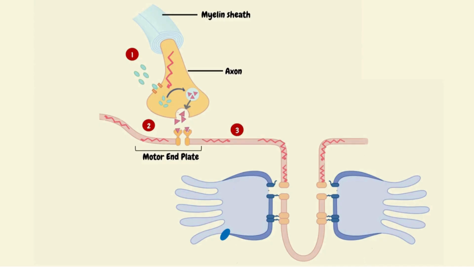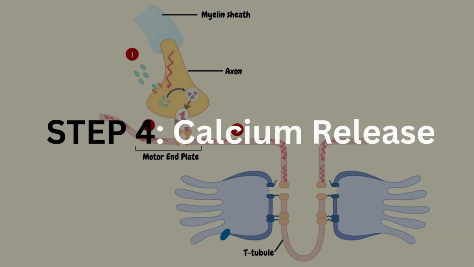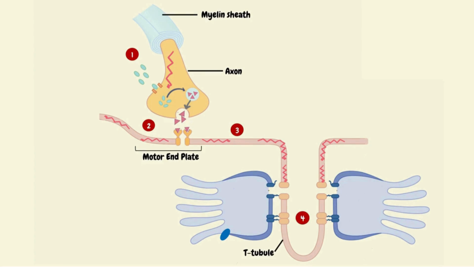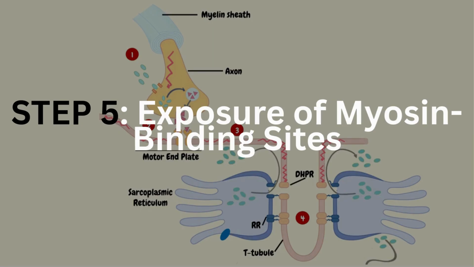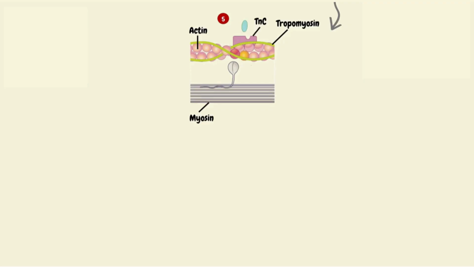Step 3. Propagation of action potential. The depolarization spreads across the muscle fiber and deep into the cell through the T tubules. Step 4. Calcium release. Membrane depolarization causes conformational changes in the voltage-sensitive dihydropyridine receptors, which are mechanically coupled to ryanodine receptors on the sarcoplasmic reticulum, leading to the release of calcium in the cytoplasm. Step 5. Exposure of myosin binding sites. Calcium binds to troponin C, causing tropomyosin to shift and expose the myosin binding sites on actin.